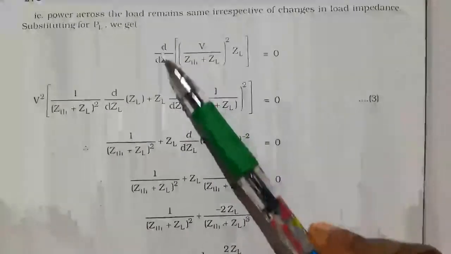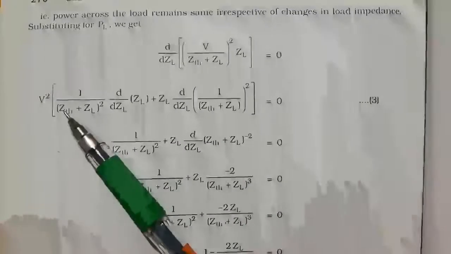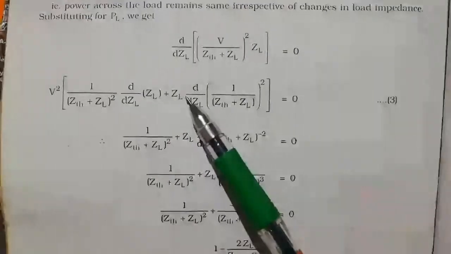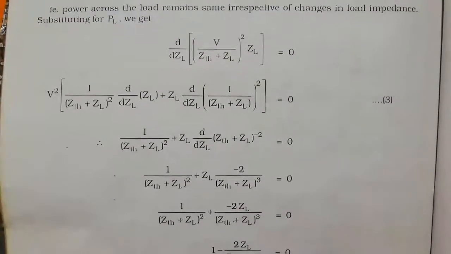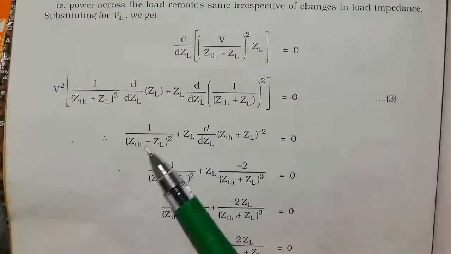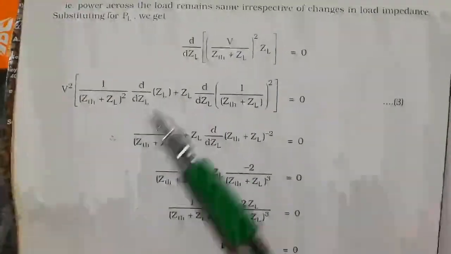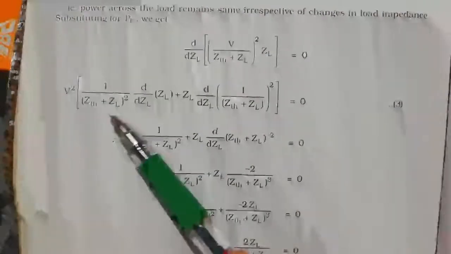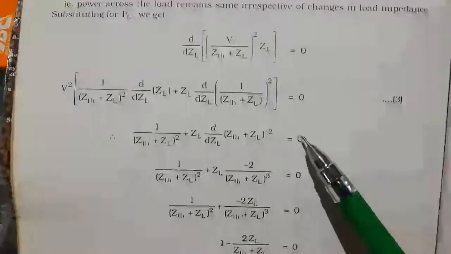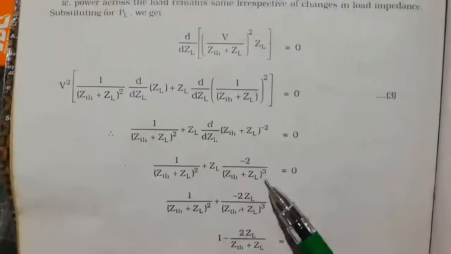So substituting for PL, d by dZL of PL is equal to 0. That's equal to V square into 1 by ZTH plus ZL square into d by dZL of ZL plus ZL into this term, equal to 0. By removing the constant term, dZL by dZL is equal to 1 and V square will not be equal to 0. So take the remaining term, that is 1 by ZTH plus ZL square plus ZL into d by dZL of this term, equal to 0. That is, by differentiating, we get this term as minus 2 by this, equal to 0.